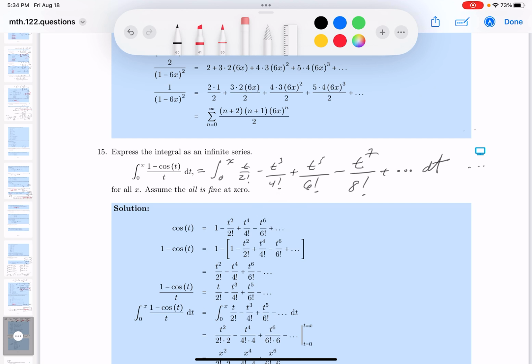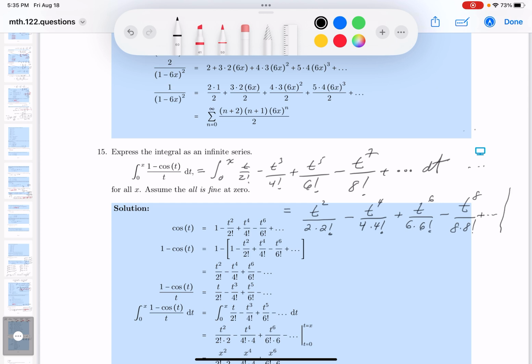What does this give you? The first term is going to be t squared. And then the 2 comes down, so it's going to be 2 times 2 factorial. Minus t to the fourth, 4 comes down, times 4 factorial. Let's do the next one. Plus t to the sixth, 6 comes down, 6 factorial. It's got a very predictable pattern. t to the eighth, and 8 times 8 factorial. And this goes on forever.